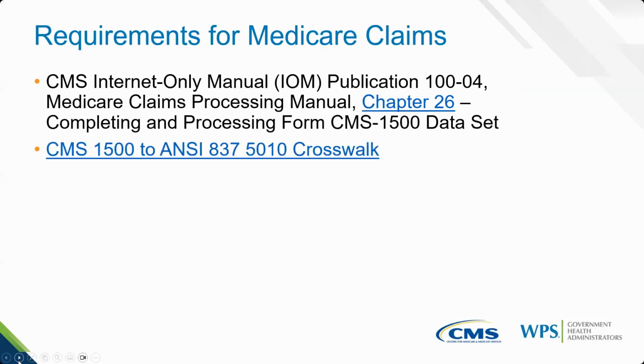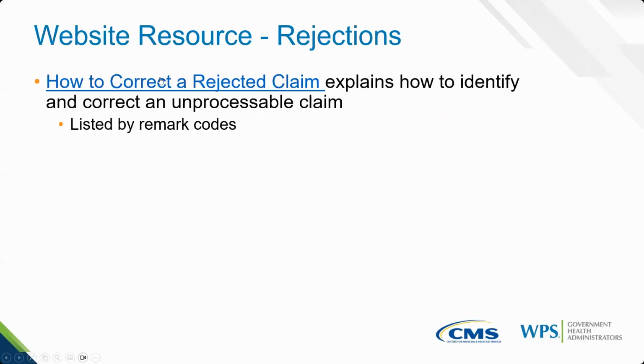Next, what I've done is included how to correct a rejected claim. This is going to tell you listed by remark codes. Remember I mentioned the MA130, for example. Actually, that's a denied claim, but a rejected claim. This is if you click on this link, it's going to open a resource on our website that tells you how to correct a rejected claim.